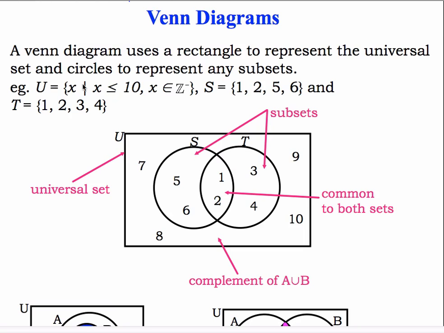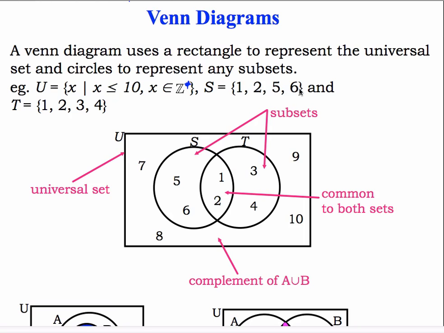So in this example, we've got the universal set is x such that x is less than or equal to 10, and x is an integer. I don't think that should be a negative symbol there. It should be just integer. Okay. And we have S. That's supposed to be positive. Sorry. So we're looking at the positive integers. That's the numbers 1 through 10.